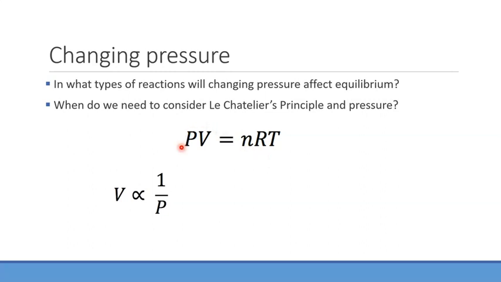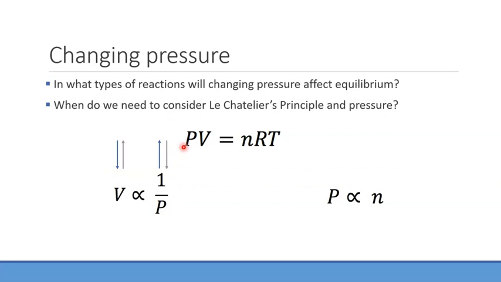If you press down on that piston, that decreases the volume, you've increased the pressure. And if you pull up on the piston, increasing the volume, you decrease the pressure. So that's what is meant by inversely proportional or inversely related. So decrease volume, increase pressure; increase volume, decrease pressure.